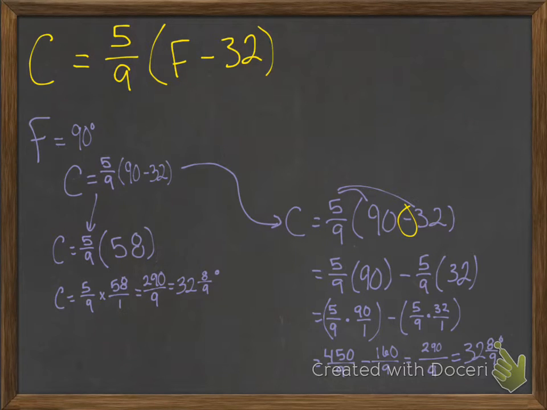All right. Now, there's another way you could have gotten to this answer, and if you go to this last step down here and do 450 over 9 minus 160 over 9, what you could have done instead would be to simplify. So 450 divided by 9 is 50, and 160 divided by 9 is 17 and 7/9. So it's really 50 minus 17 and 7/9, which can also simplify down to 32 and 8/9.